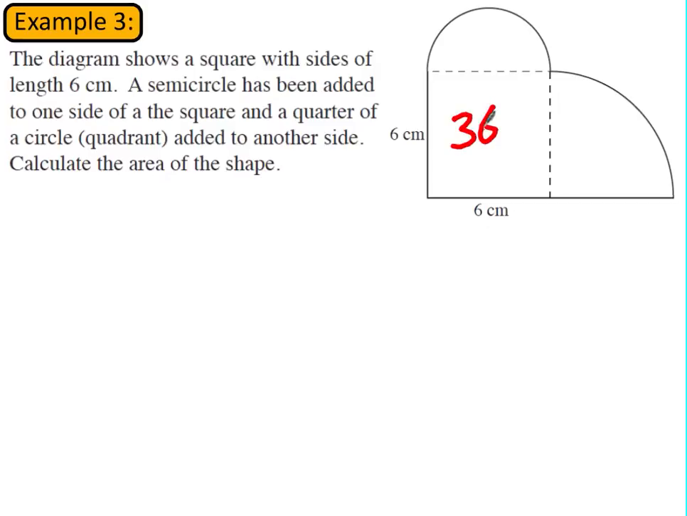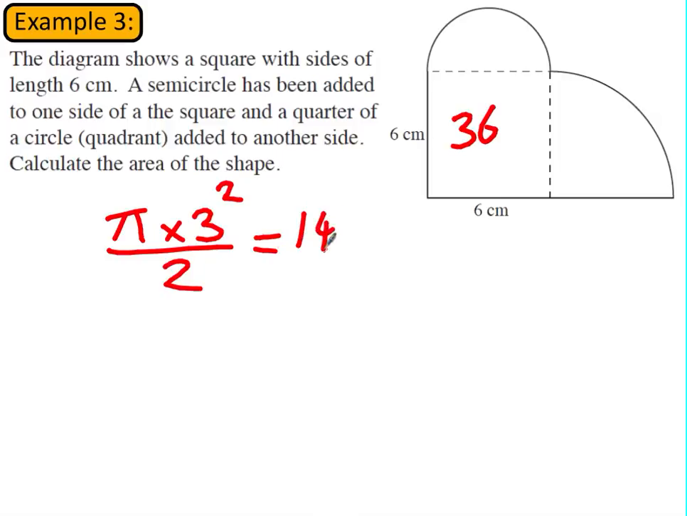The semicircle has a radius of 3, so we do pi times 3 squared and then divide that by 2. So if we do that on the calculator, pi times 3 squared divided by 2, that gives us an answer of 14.14.